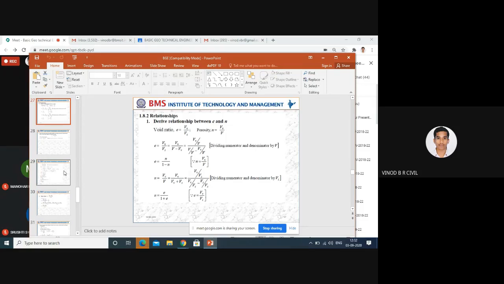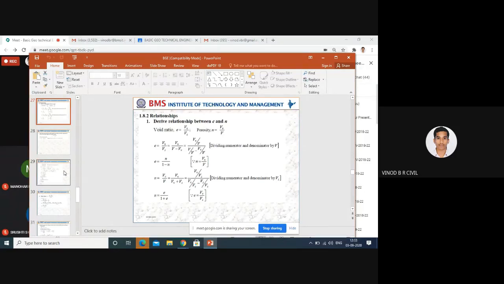Here VV is the numerator, and VV divided by V is nothing but n. You can see porosity n is equal to VV divided by V, that is n, divided by total volume. Dividing by total volume gives 1 minus again VV divided by V, that is n. So e is equal to n, that is VV divided by V, the porosity n, divided by 1 minus n, again VV divided by V.